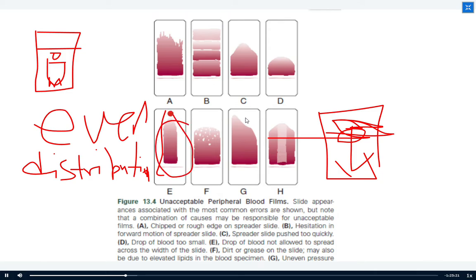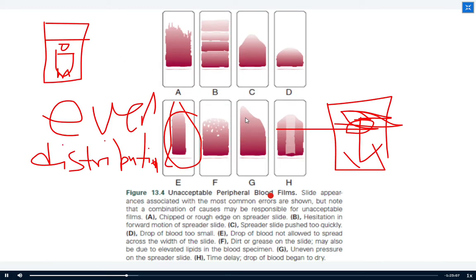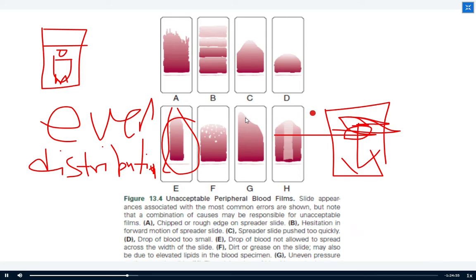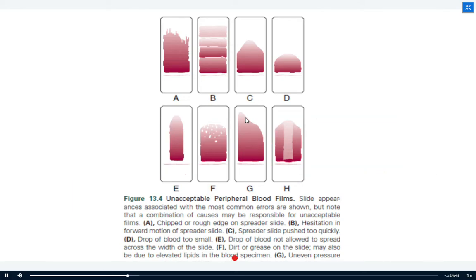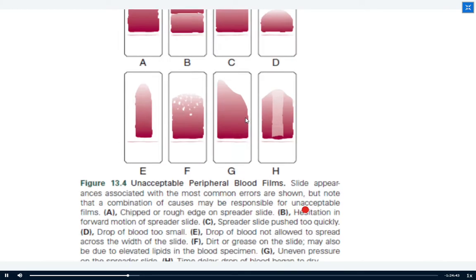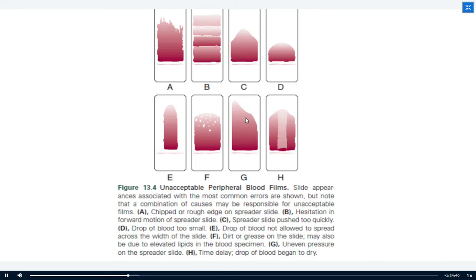So this will happen. And then another one, if your slide is dirty or greasy, mamantika or oily, you could have holes in your slide. And last would be your uneven pressure. So masyadong malaki yung pressure na nilagay mo sa left side compared sa right side. Hindi even. That's what happened. And then dito sa H, nagkaroon ka ng delay sa pag-smear to the point na nag-dry na yung blood. Okay? So remember your unacceptable peripheral blood films.